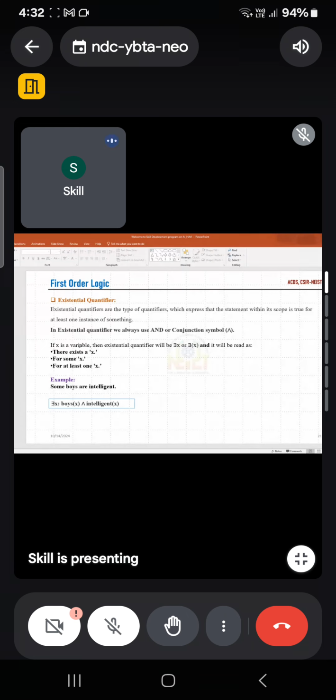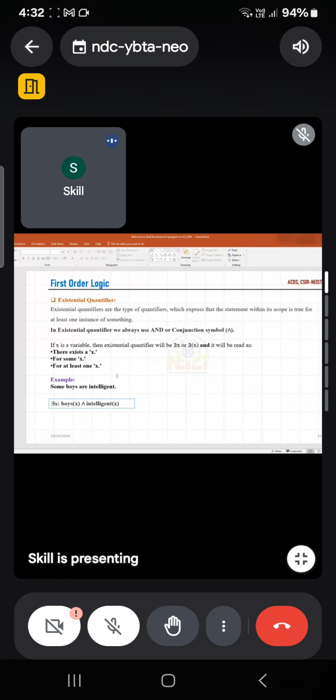So if x is a variable, then the existential quantifier will be written like this, with x inside the brackets, and it will be read as there exists x, or some x, or for at least one x.